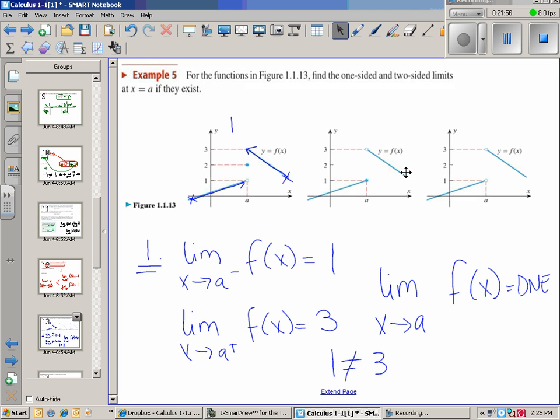Okay? So now when I come over here, figure 2, the limit as x approaches a from the left of that function is equal to 1. Now on the right side, and I approach from the right, going towards my a value, I end up pointing to 3. So the limit as x approaches a from the right of this function is equal to 3. And guess what? The two-sided limit does not exist.